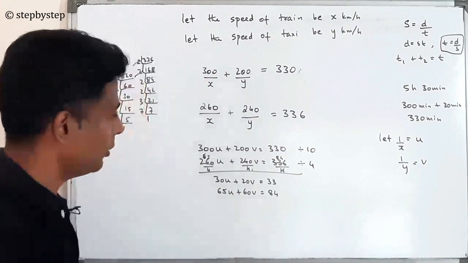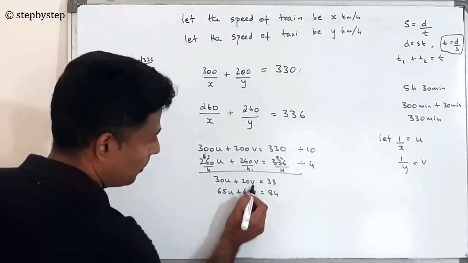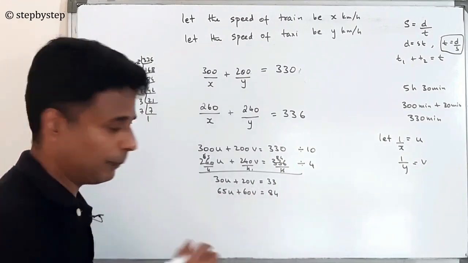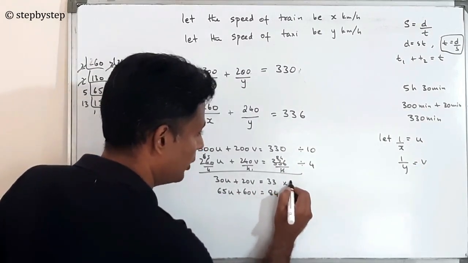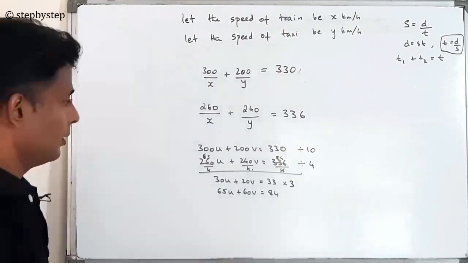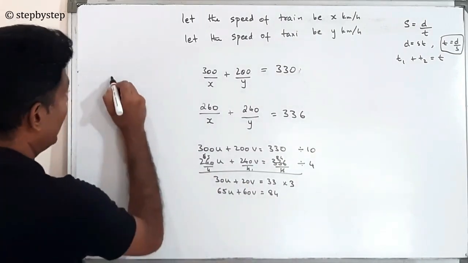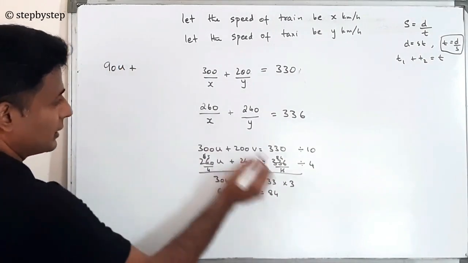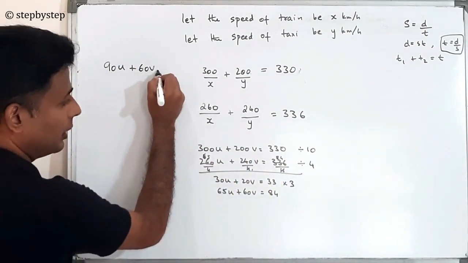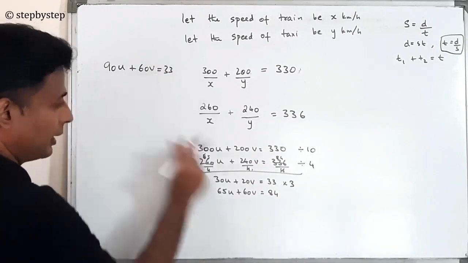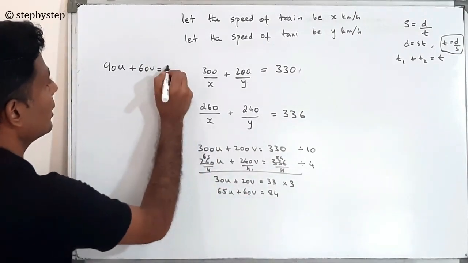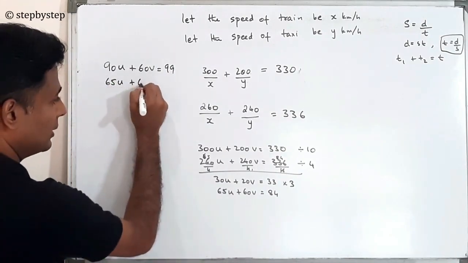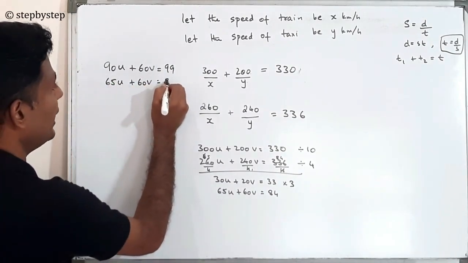Now I'll use the elimination method. Why? Because here it's 20v, 60v, so I only have to multiply the above equation. So I'll multiply the whole equation by 3. Now when I multiply this, I get 3 into 30, 90u plus 3 into 20, 60v equal to 33 into 3, 99. And the second equation is 65u plus 60v equal to 84.